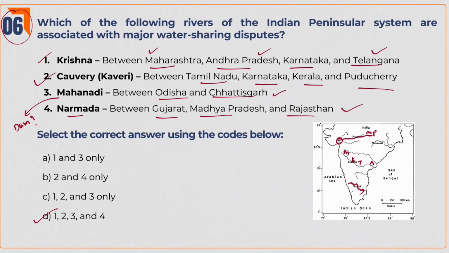Okay, what is the significant dam that is located on Mahanadi? It is Hirakud Dam. Actually, it is the longest dam in the world. Remember, so much important. It is located in Odisha.